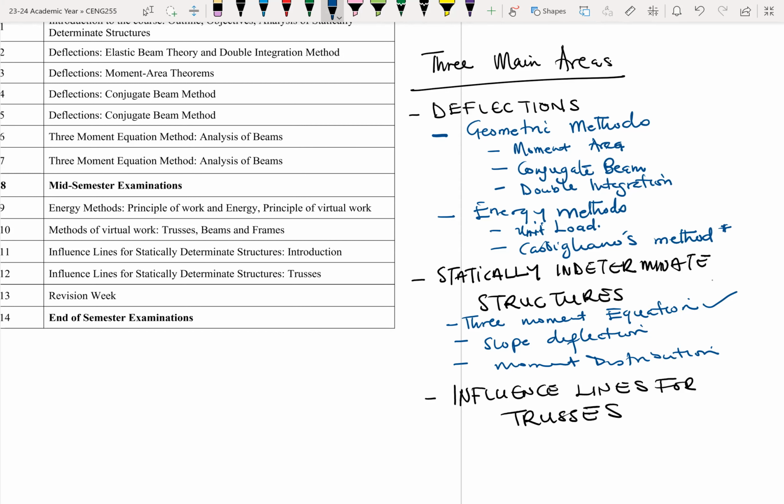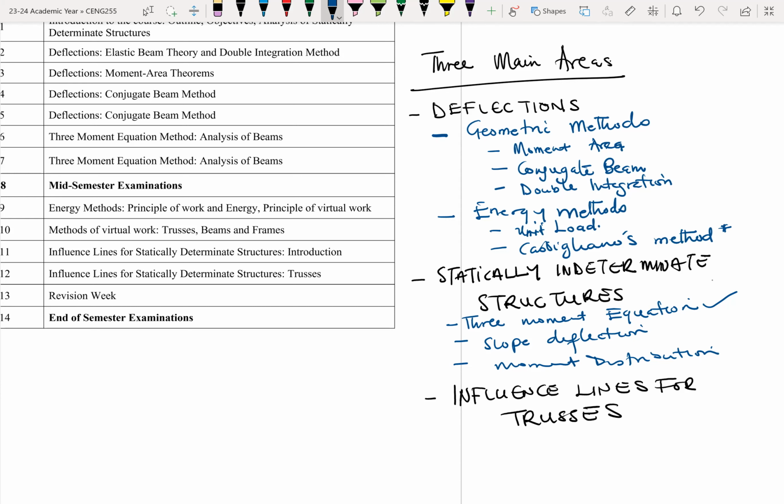Okay. Then we also have influence lines, right? We have influence lines for beams, which I'm sure you did in your first year. And the beams are typically statically determinate beams. And this semester, we will be looking at influence lines for statically determinate trusses. Next semester, we'll focus on influence lines for statically indeterminate structures. Okay.